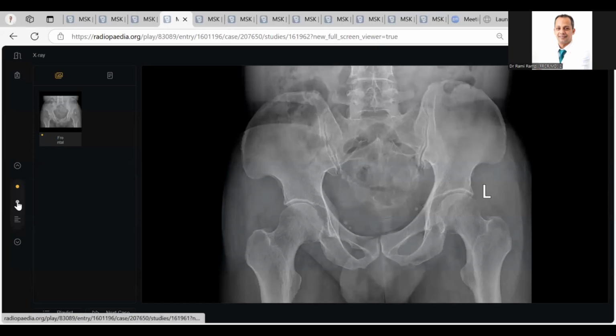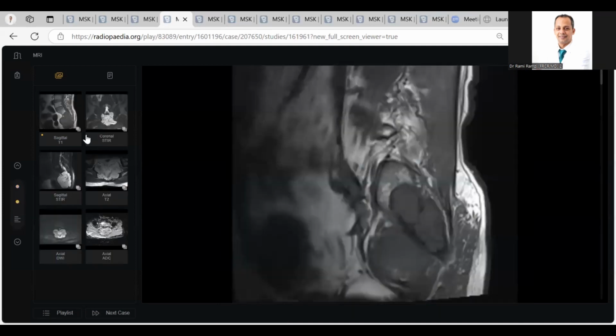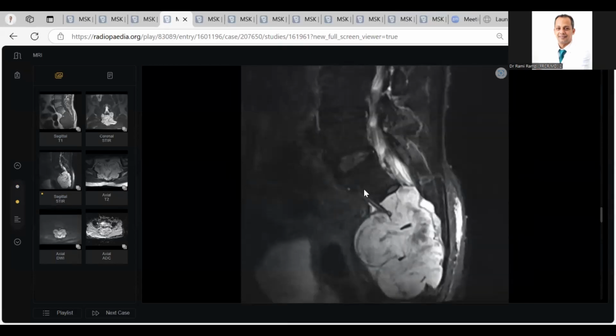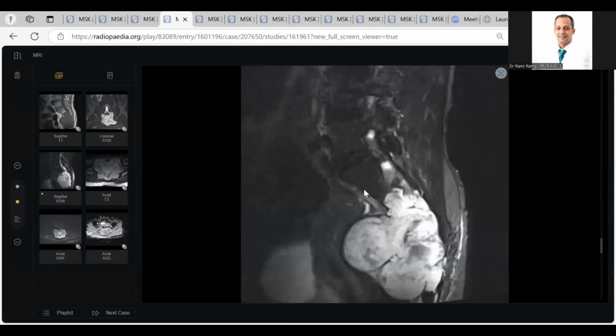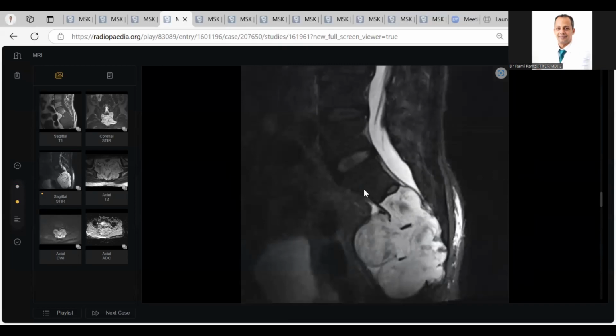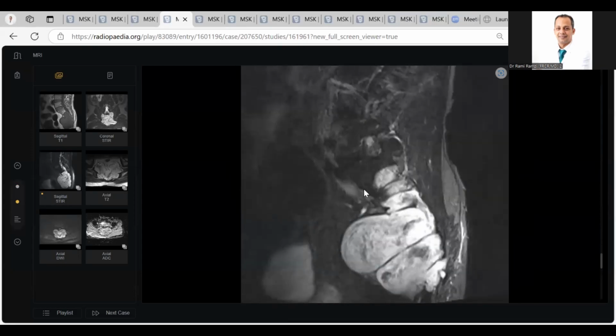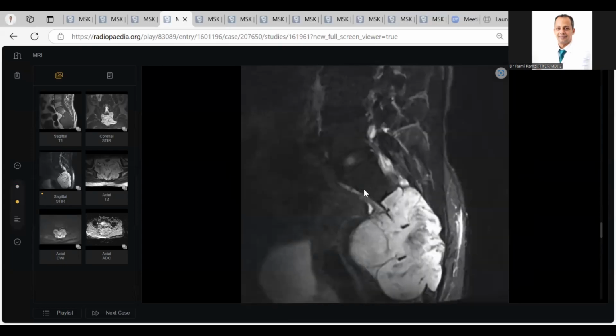What is your next step? MRI. Remember again, in all MSK you should do MRI, except if you suspect osteoid osteoma. Then after we did MRI, the lesion is very obvious. Here you didn't comment on whether there is intraspinal extension or not, but anyway, you interpreted the MRI well.